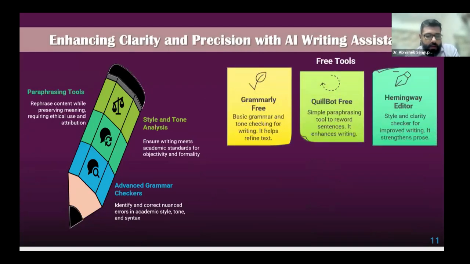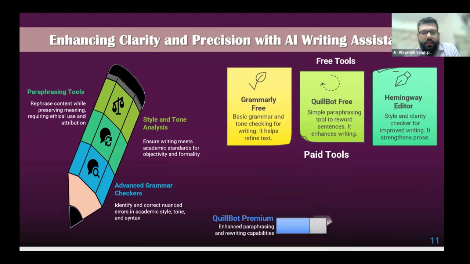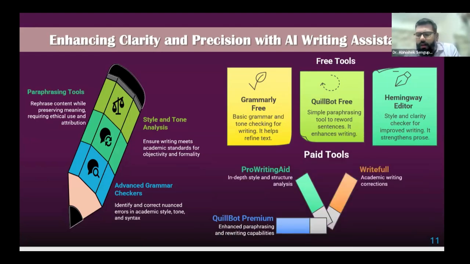So next is how we can streamline formatting and citations using AI. Now, citations using AI is not a new thing. It has been done since ages, right? Now it has become GPT based, or you can say LLM based, like these citation platforms, or paraphrasing tools I have already mentioned. Style and tone analysis I have mentioned. Advanced grammar checkers are there.